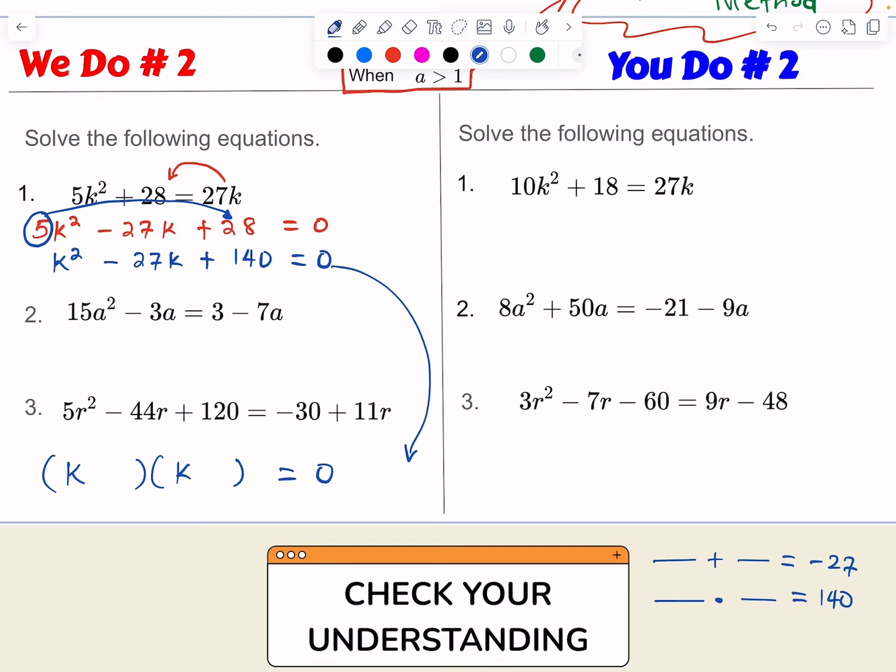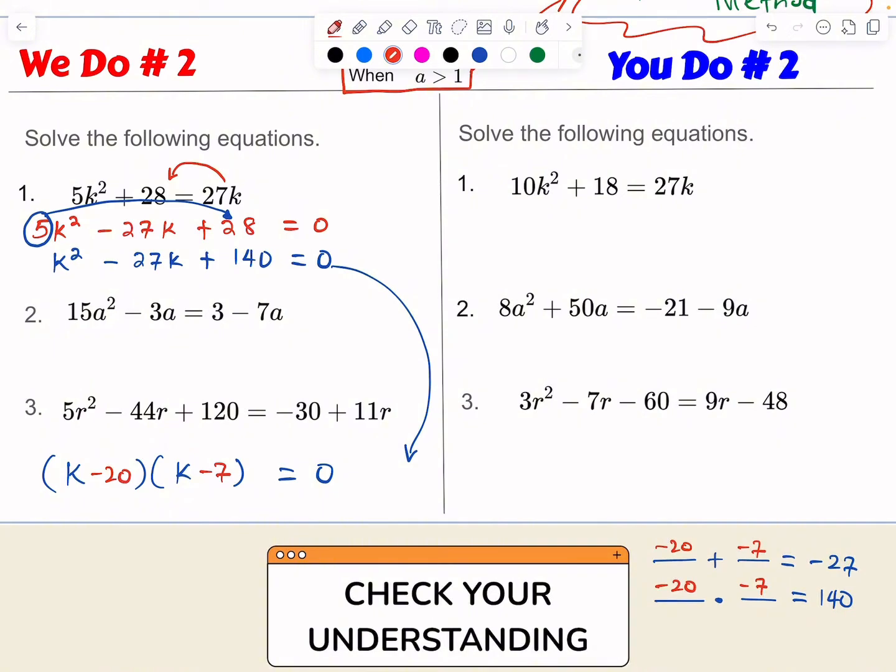Now let's find out 2 numbers. If I multiply these 2 numbers, I should have 140, and if I add the same 2 numbers, I should have negative 27. What are those numbers? Those numbers will be negative 20 and negative 7, right? Because if I multiply these two, it should give me 140, and negative 20 plus negative 7 should be negative 27. Now notice something. Am I done? No, I am not done.